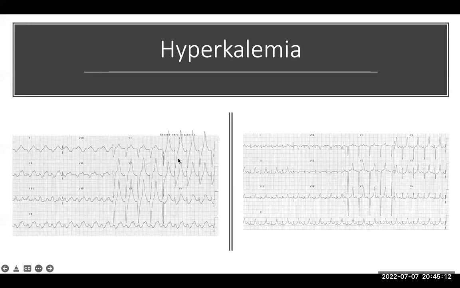Don't forget that you can have a tall symmetric T wave as a result of MI. Acute coronary syndrome in the early stage can cause tall peaked T waves, but it causes them in those leads. If it's anterior, anterior. If it's inferior, inferior. But if you're seeing T waves everywhere, that is hyperkalemia.